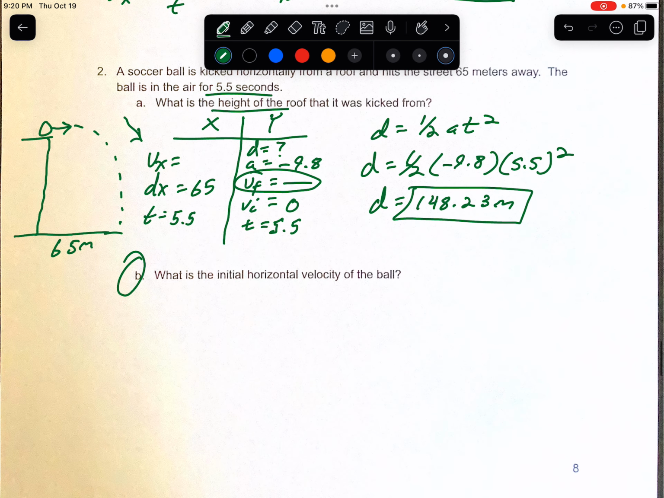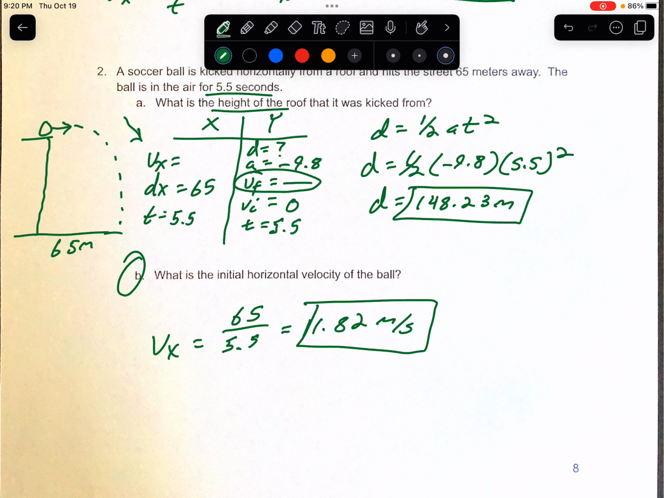Okay, B, it says now what is the initial horizontal velocity? Now we're looking for Vx. So remember, Vx equals dx over t. So Vx we don't know. Dx is 65. Time is 5.5. So all I've got to do is just divide those, and you're going to get 11.82 meters per second. Okay, and there's your answer for that one.